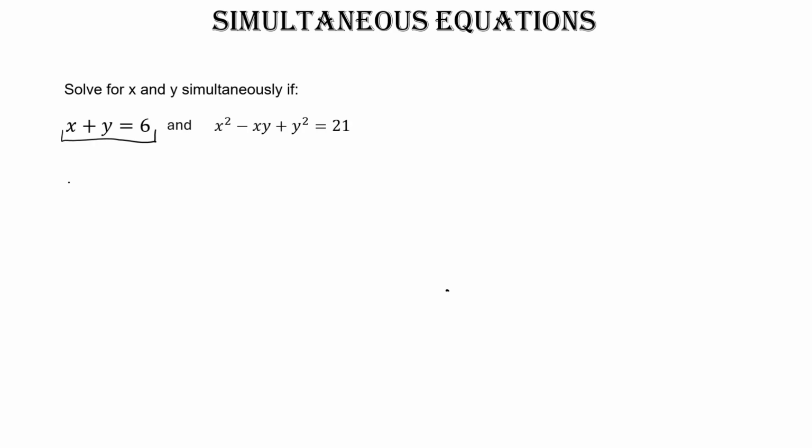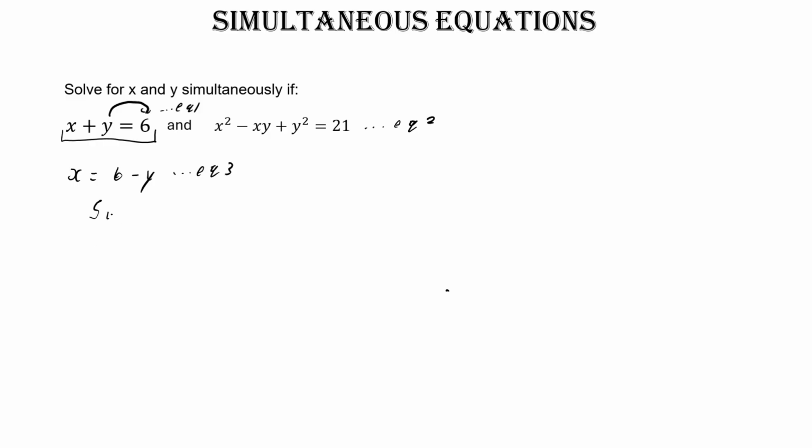So I'll just make x the subject. So that's going to be x is equal to, take the y to the other side. You can make this your equation 1, and you can also make this your equation 2. So x is equal to 6 minus y, right? So that's my equation 3.